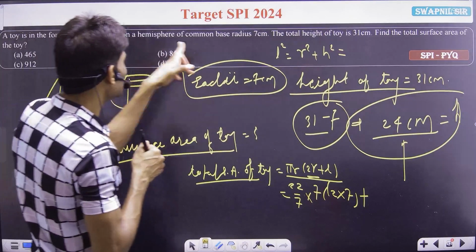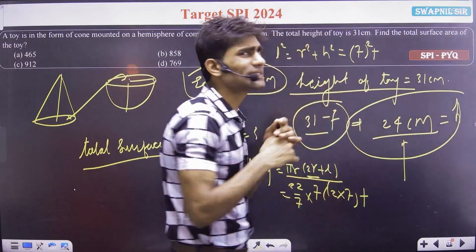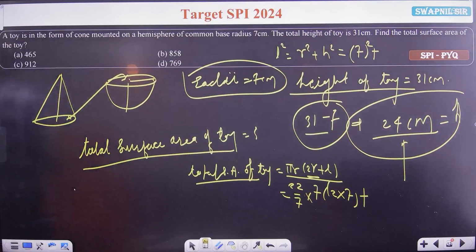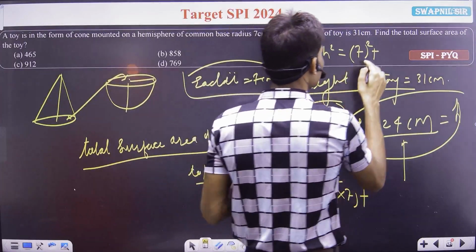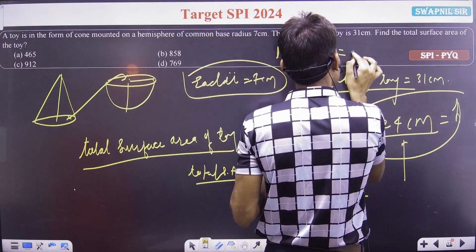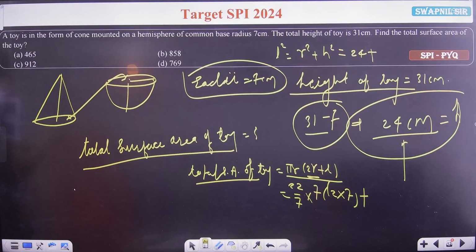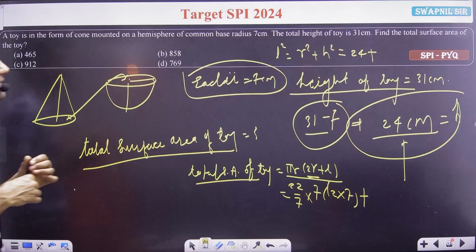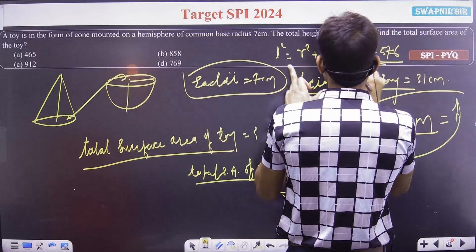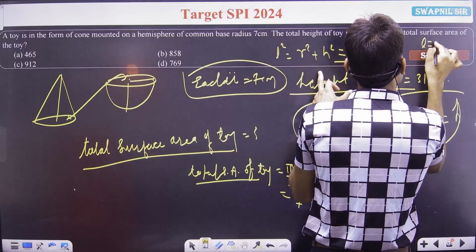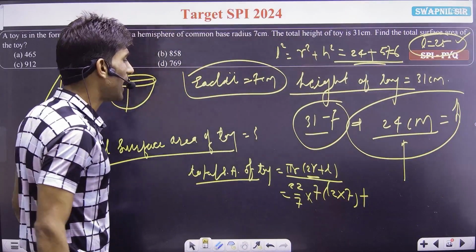So 7 square is 49, the radius square. Plus the height square, 24 square, which is 576. Let me write these two terms directly. If we take the square root from both sides, we get L equal to 25. This is our required value for the slant height, L.